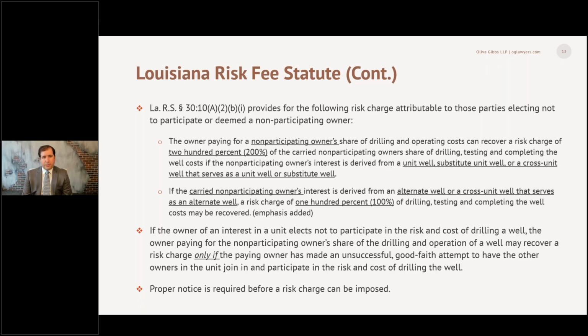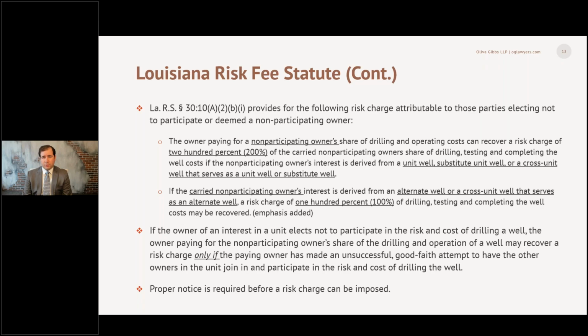If the carried non-participating owner is derived from an alternate well, so as we discussed, you have a unit well, and then for all further wells drilled within a unit, you have what are referred to as alternate wells. If you're drilling an alternate well and one of those working interest owners does not want to participate, you would have to send a separate notice from your unit well notice. For each well, you're going to need to send a separate notice. If they refuse to participate and you've followed all the statutory notice provisions, then you can charge a risk charge of 100%.